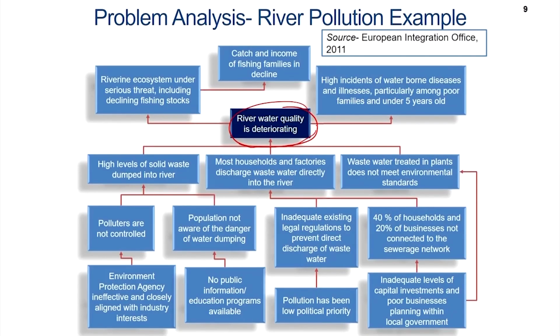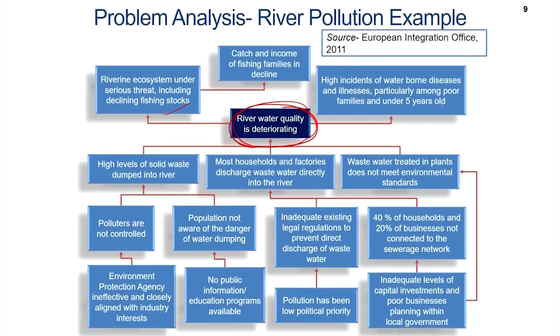So, this is the focal point, and then what is river water quality deterioration leading to? One is the riverine ecosystem under serious threat, including declining fish stocks, and declining fish stocks affect the fishing families very adversely, who are the low income earning fishing families, one of the important stakeholders that draw livelihood from river water. Another effect is a high incidence of waterborne diseases and illnesses, particularly among poor families and under 5 years old children.